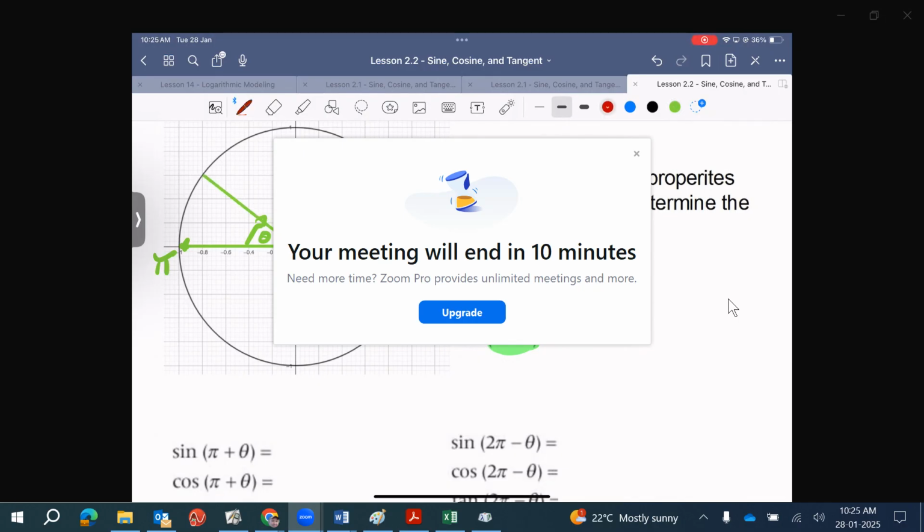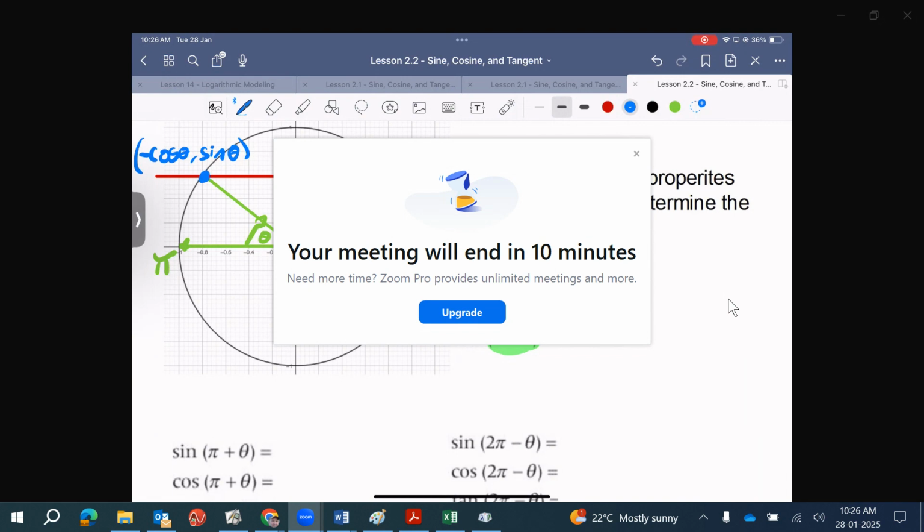Notice the horizontal line here, the symmetry of this. So in this first one, the sine of pi minus theta is equal to sine theta. That is because the coordinates of this point are going to be minus cos theta, comma sine theta. So this coordinate here, which is a reflection of this coordinate there, is minus cos theta, comma sine theta. So the sine of that is sine theta.